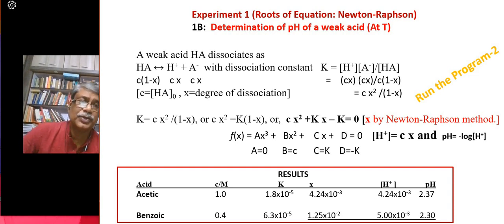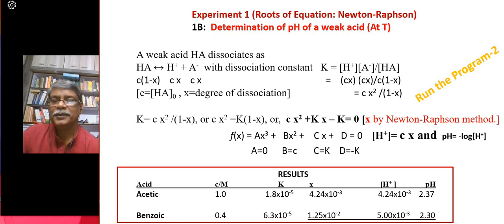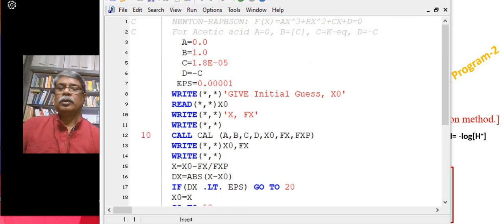Now the instruction is there from the computer to run the program too. So let me run the program for pH finding. Well, this is the problem. Again, as I mentioned, A, B, C, D are given. You see, A is 0, B is 1 molar, so the concentration, C is the equilibrium constant, and D is the minus of the equilibrium constant.